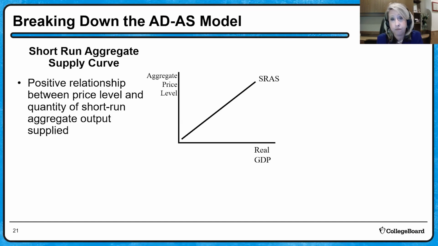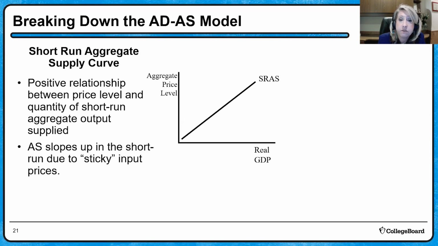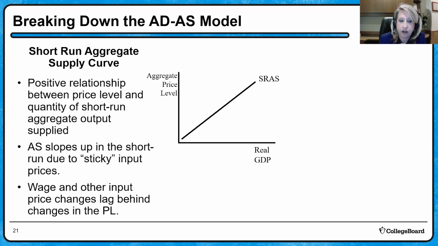Higher price level, firms increase the quantity of aggregate output supplied. Lower price level, firms decrease the quantity of aggregate output supplied. Remember that the reason for this is because of that concept of sticky input prices or sticky wages. That word sticky means input prices don't respond to changes in the price level as quickly as output prices do. So wage and other input price changes lag behind changes in the price level. That's the definition of sticky input prices.